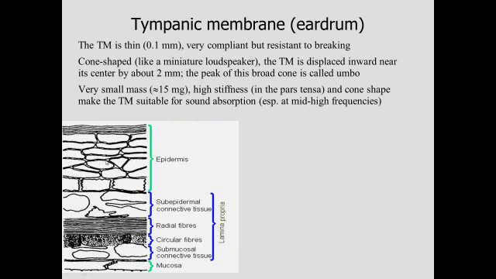An outer layer of epidermis, and this epidermis is the same type of skin that lines the ear canal itself. Then there's this mucosal layer on the inside, on the medial surface, which is the same tissue type that lines the middle ear space. And in the pars tensa, there are some other fibers on the inside of these two layers, forming three different layers of tissue.